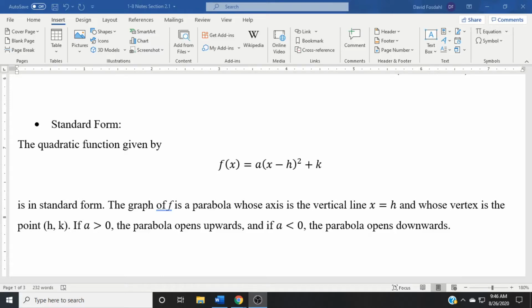Okay, so in the last video, we just covered the key definitions. And in this video, we're going to cover how to apply the key definitions, okay?